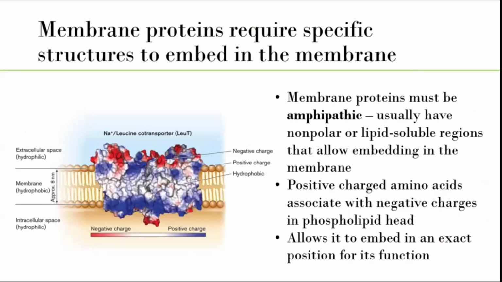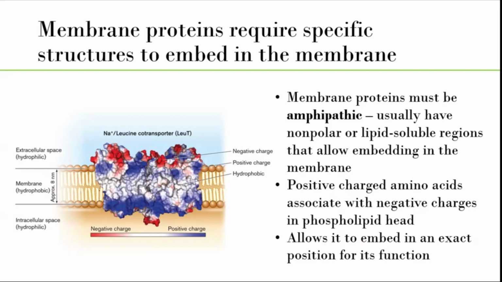Now, because they're going to be embedded inside the membrane, our membrane proteins have very, very specific structures. And this picture is actually really cool. So red indicates negative charges on the protein. Brain flipped it. Blue indicates positive charges in the protein itself, and white indicates neutral or no charge.